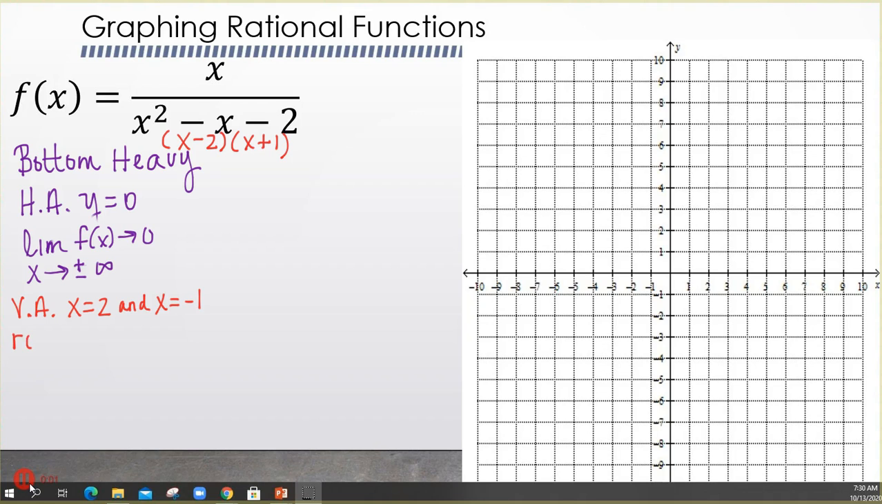We have our root, and that comes from the numerator. When we set the x equal to 0, we will have one x-intercept, and that's at 0, 0. When we find our y-intercept by substituting in a 0 for x, we end with 0 over negative 2, which is also 0, 0. So let's go ahead and plot these critical points.